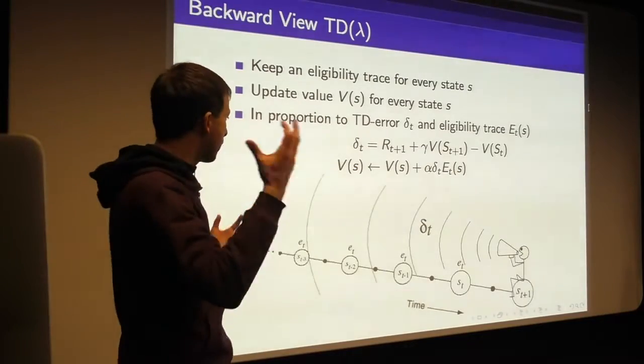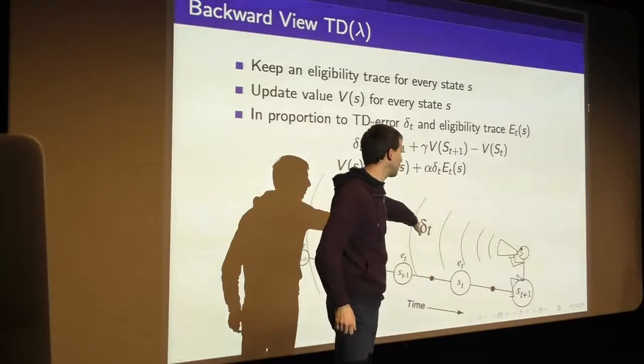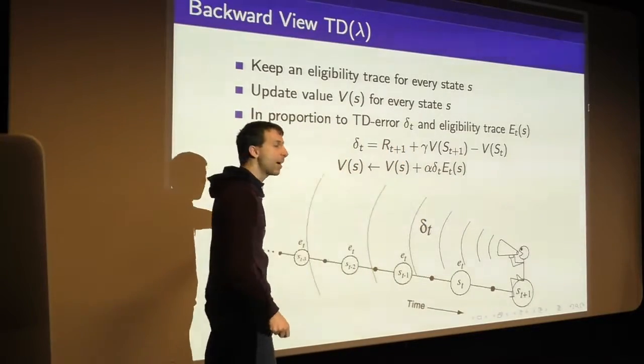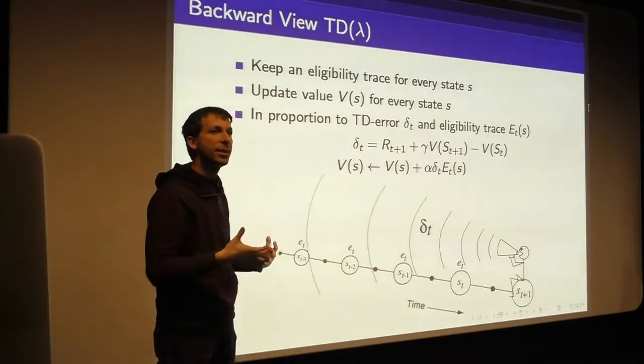And so this has this backwards view now, where we're no longer looking into the future. It's more like this TD error is being broadcast back to every state in the past, and the value function at each of those states is updated in proportion to the TD error.